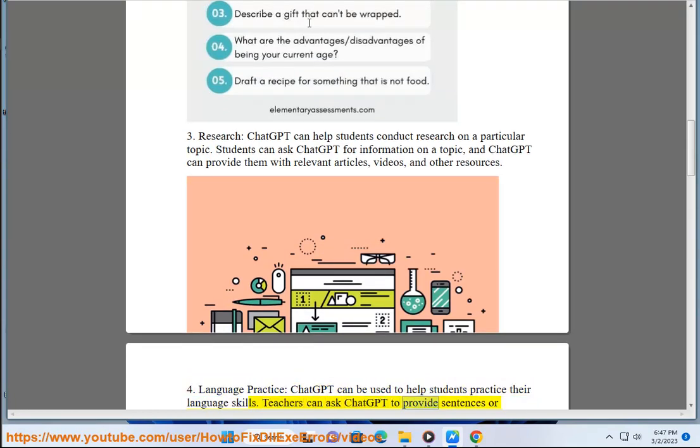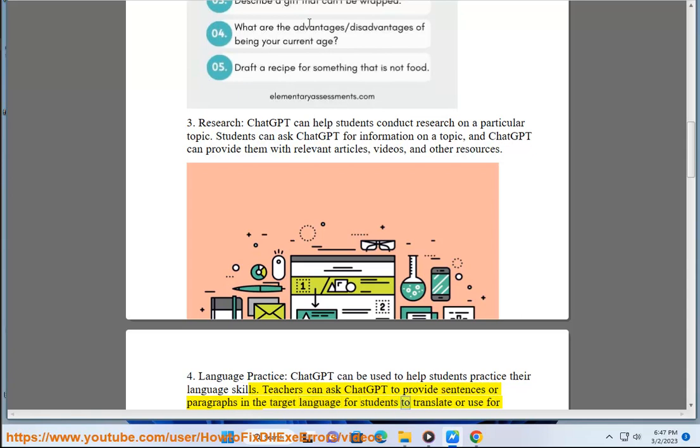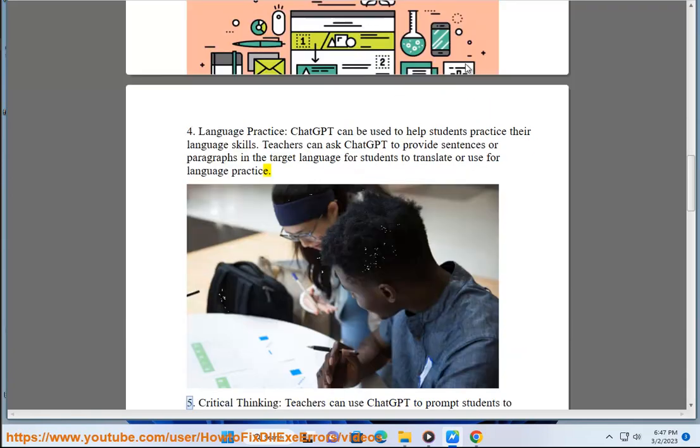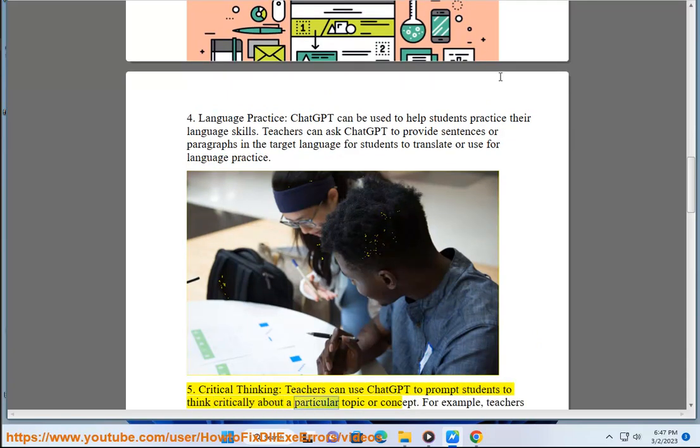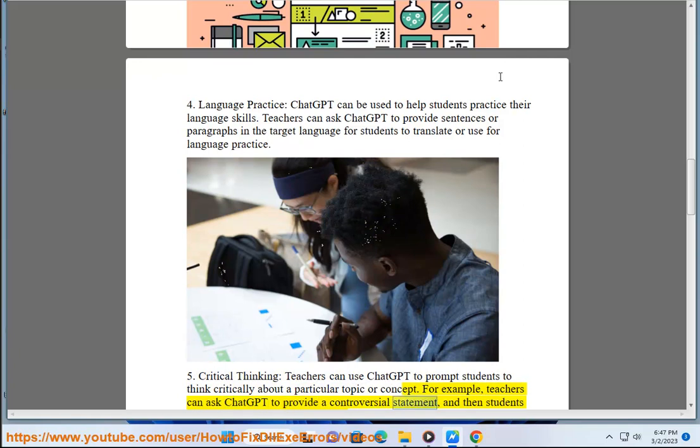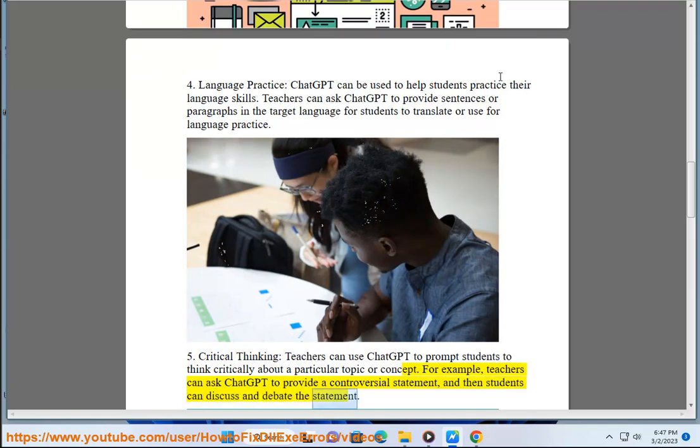Teachers can ask ChatGPT to provide sentences or paragraphs in the target language for students to translate or use for language practice. 5. Critical thinking. Teachers can use ChatGPT to prompt students to think critically about a particular topic or concept. For example, teachers can ask ChatGPT to provide a controversial statement, and then students can discuss and debate the statement.